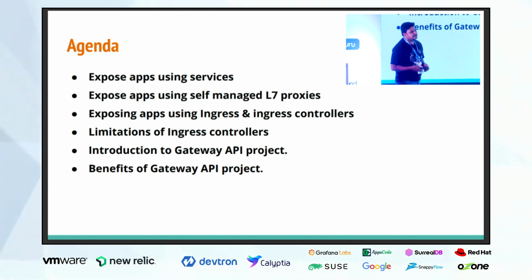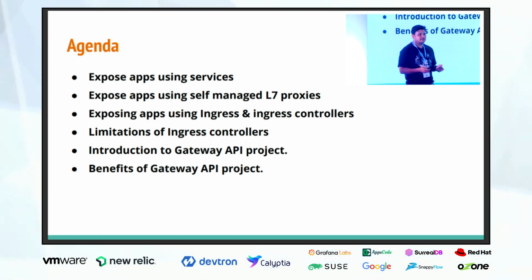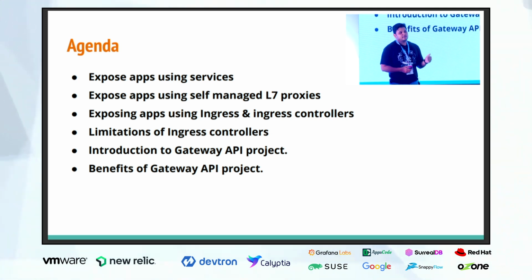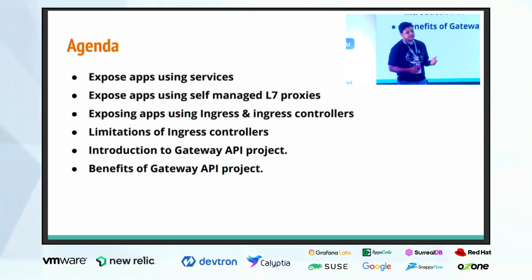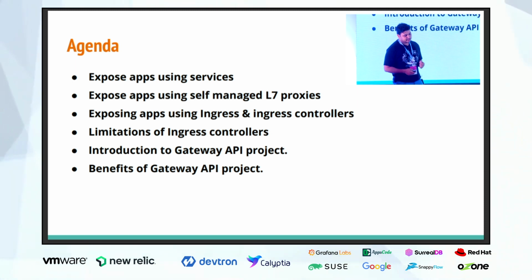Most of you must be already familiar with ingress, that ingress is how we expose our application. But the thing is, when Kubernetes came into picture, ingresses were not there, right? They were introduced a few years later. So I just wanted to touch upon what our options were before ingress came into picture, right?